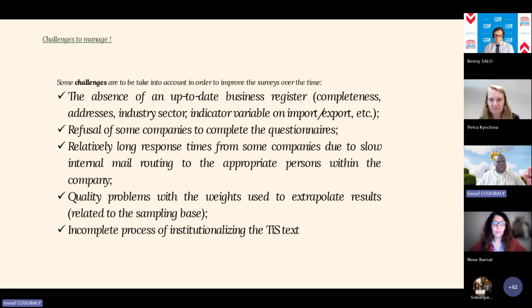As challenges to manage, some challenges are to be taken into account in order to improve a survey over time: the absence of an up-to-date business register, refusal of some companies to complete the questionnaires, relatively long response time from some companies due to slow internal mail routing to the appropriate person within the company, quality problems with the weights used to extrapolate results, and the complete process of institutionalizing the trade in service tests.